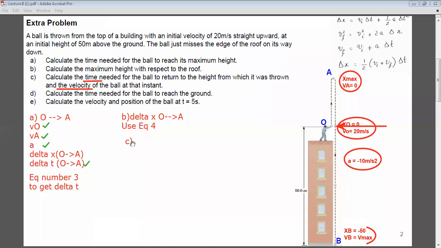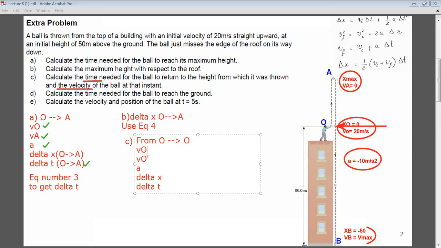Okay. So what do I know? What information do I know? Here I'm going from O to O. Do I know V0? Do I know V final as it's going down? Let's call it V0 prime. Do I know the acceleration, delta X from O to O, delta T from O to O?